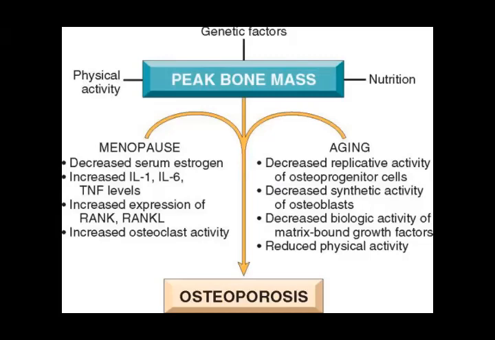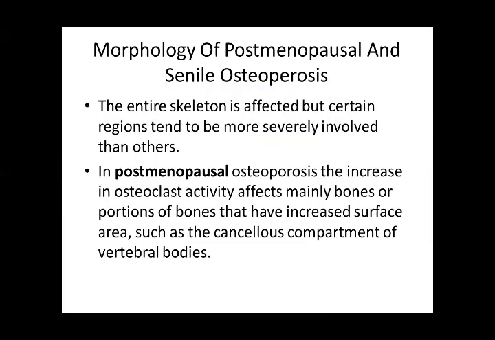Increased osteoclastic activity occurs. In aging, there is decreased synthetic activity from osteoblasts, decreased replicative activity of osteoprogenitor cells, and decreased biological activity of matrix bound growth factors. And then there is also reduced physical activity. Primary osteoporosis, and there are several other secondary osteoporoses, in which the entire skeleton is affected. But a few bones may tend to get affected more than the others.